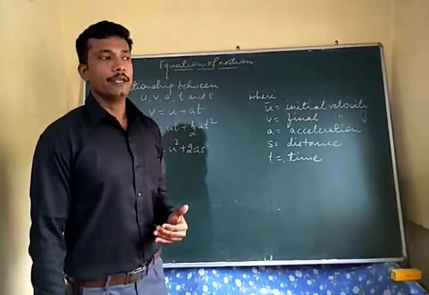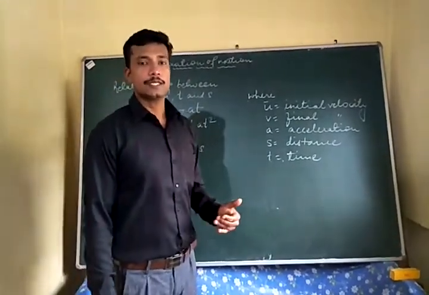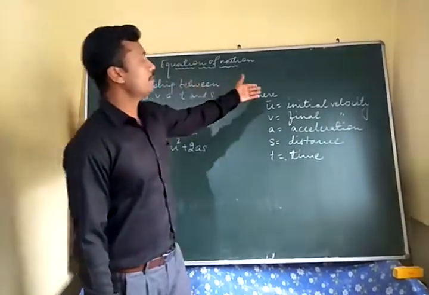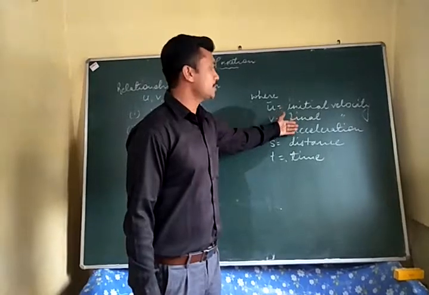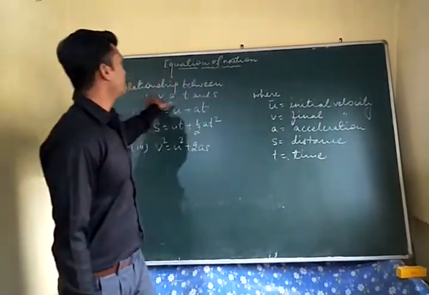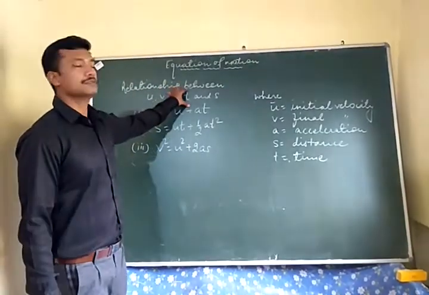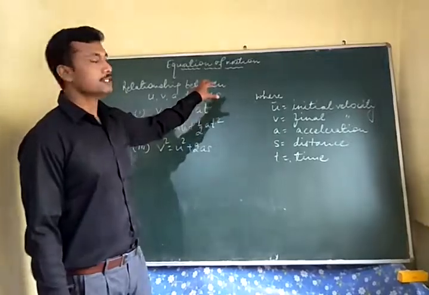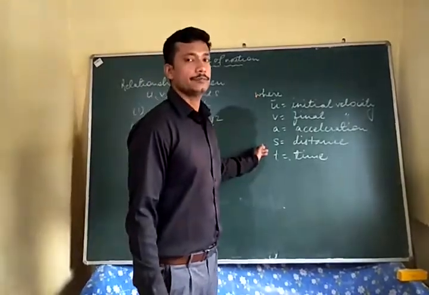For any body moving with uniform acceleration, there is a relationship between initial velocity, final velocity, acceleration, distance and time, which I have written in short form. These are the symbols for all the quantities. When you are writing the symbols, this should be written in small letters.